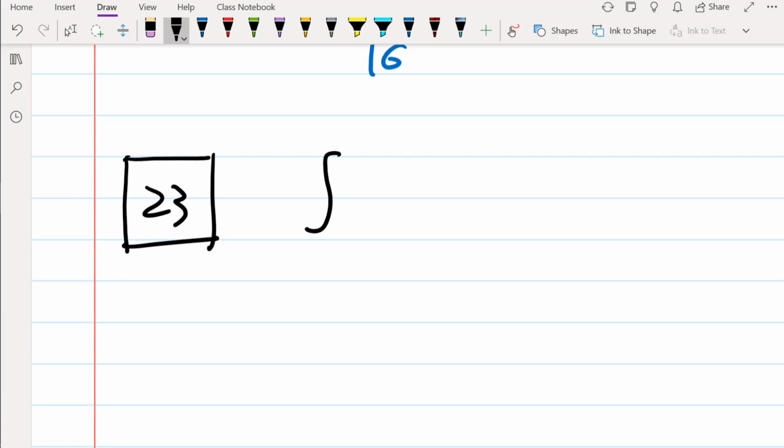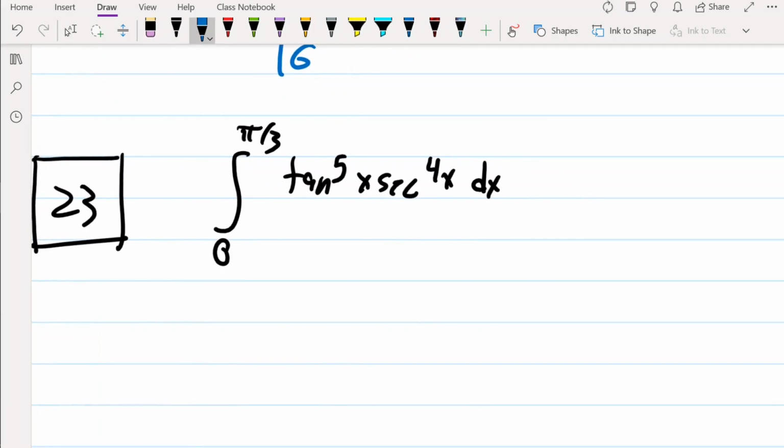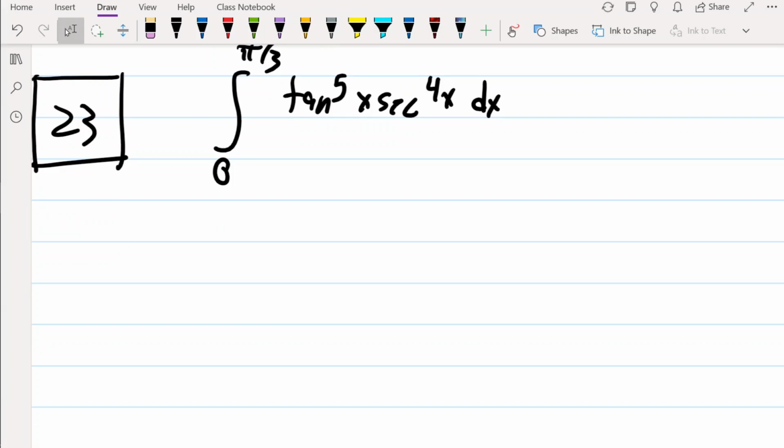Question 23 is the integral of 0 to pi over 3 of tangent 5x times secant 4x dx. So what we're going to want to begin doing is breaking the tangent into a tangent squared.